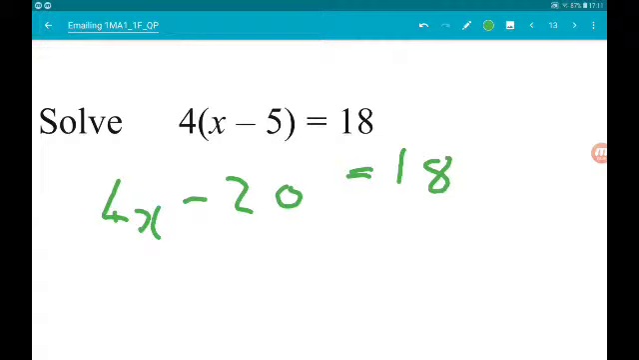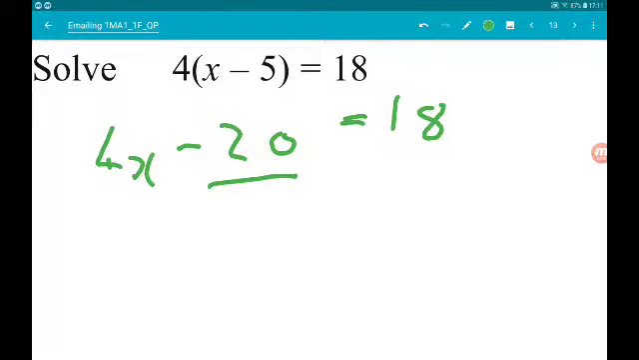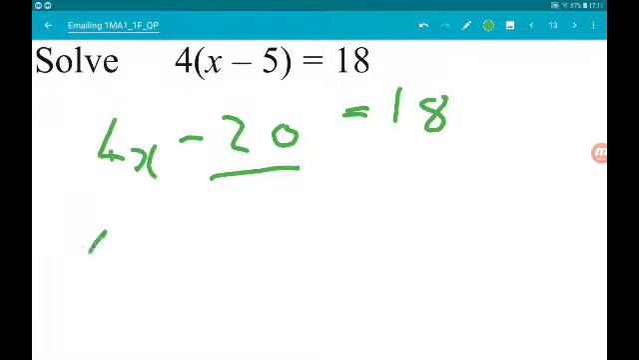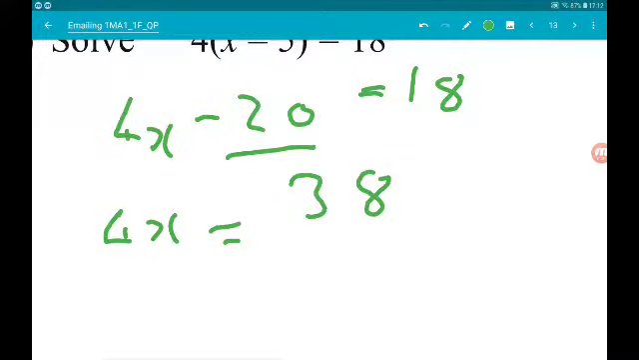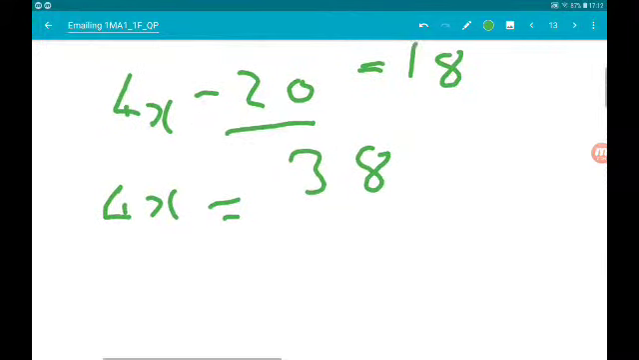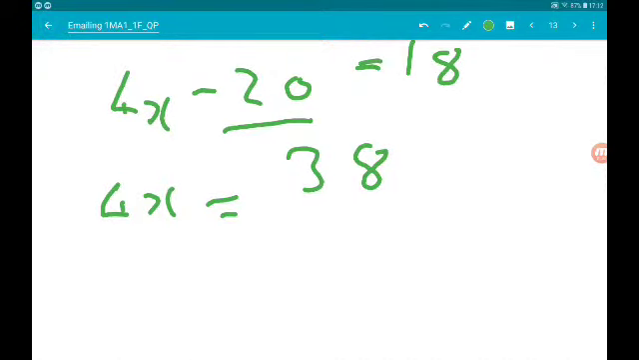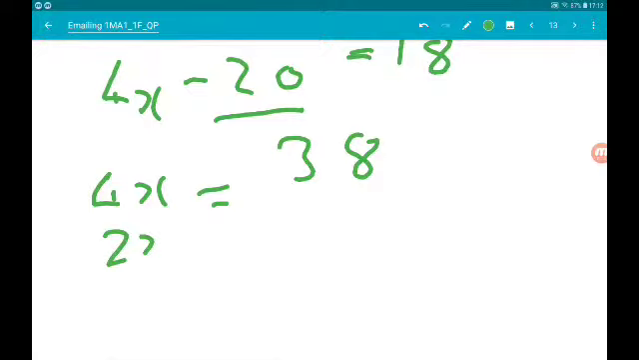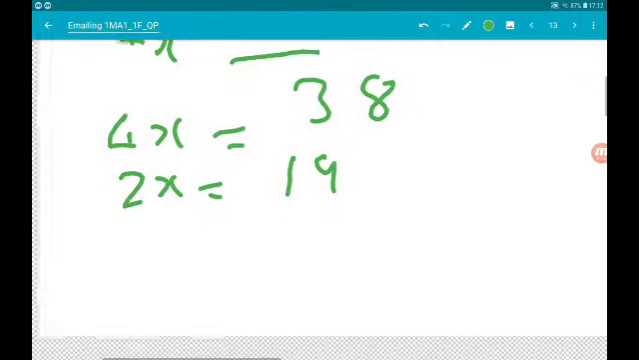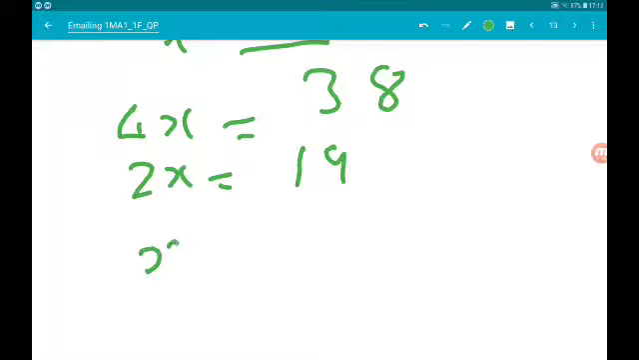Now, we want to get x on its own, so let's get rid of the minus 20. So to get rid of a minus 20, we add 20 to both sides. So we get 4x is equal to 38. Now, 4 doesn't go into 38, so what we could do first of all is divide both sides by 2. So we get 2x is equal to 19. And then divide by 2 again. We can say that x is 19 over 2.